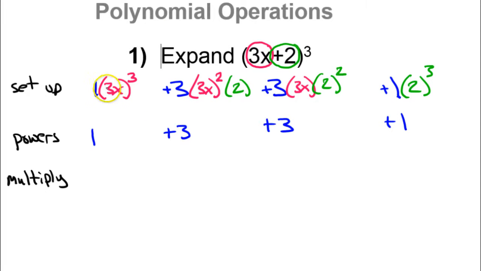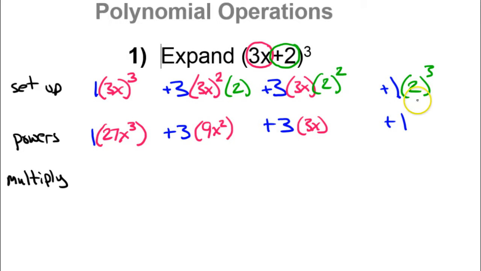Now, look at the pink part. So I've got 3x to the third power. I have to do 3 to the third power and x to the third power. 3 to the third power is 27. So I've got 27x to the third power. 3x squared, that's 3 squared and x squared. 3 squared is 9. And of course, x squared is just x squared. This 3x doesn't have any power, so it doesn't change.